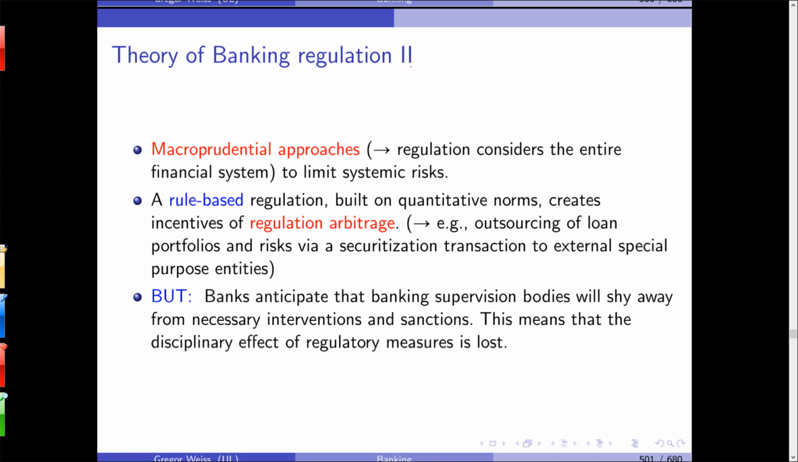Now, a rule-based regulation is built on quantitative norms, meaning, in the easiest example, that you simply say your equity ratio has to be higher than 8%, or your capital ratio, 8%. That's a rule-based approach in regulation, and this can be tricky. First of all, it creates incentives for regulatory arbitrage.